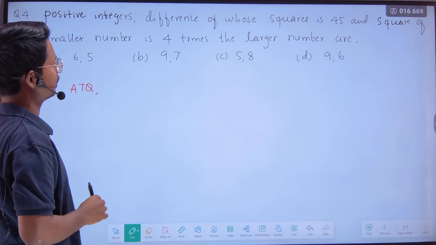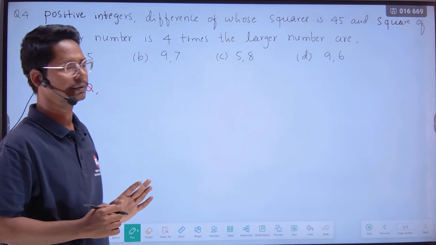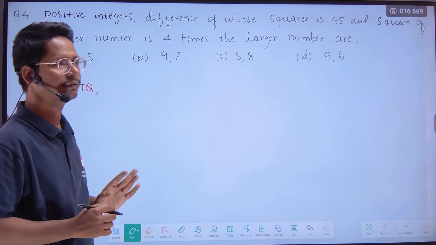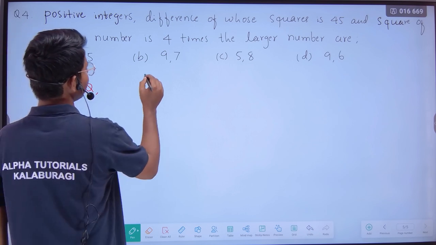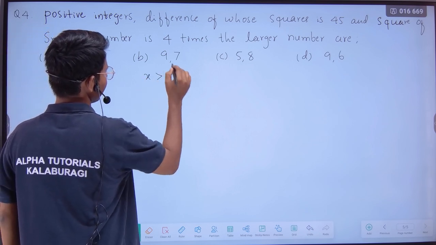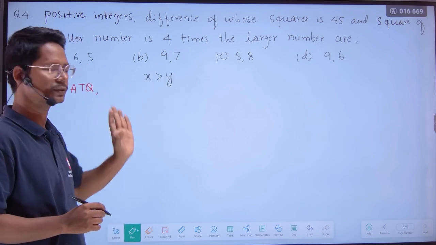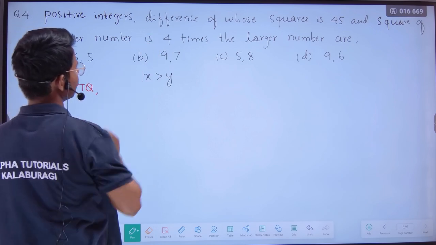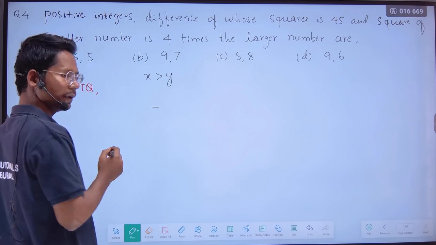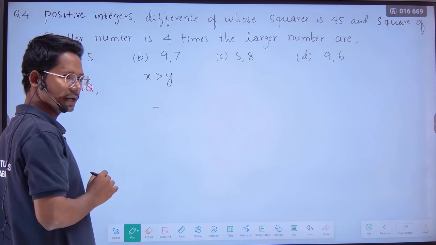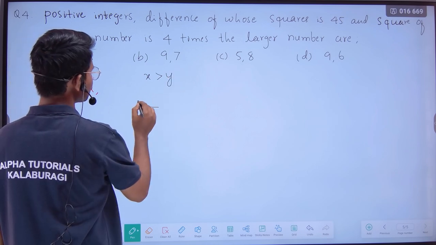They are asking the difference of whose squares is 45. When they take the difference of two numbers, one is greater than the other, isn't it? So I'll take x is greater than y. It means x is bigger, y is smaller. Now I'll write as per the question. When I take the difference, I should write the larger number on the left side and the smaller number on the right side.